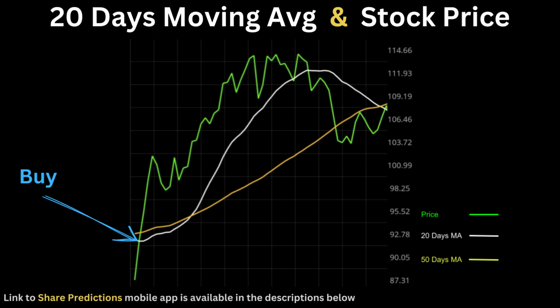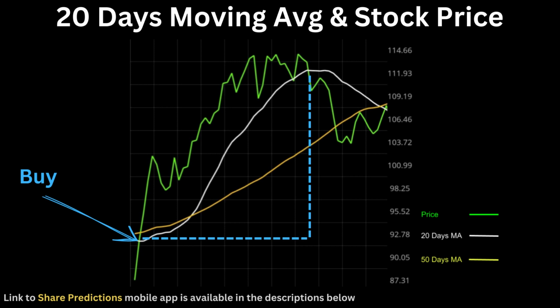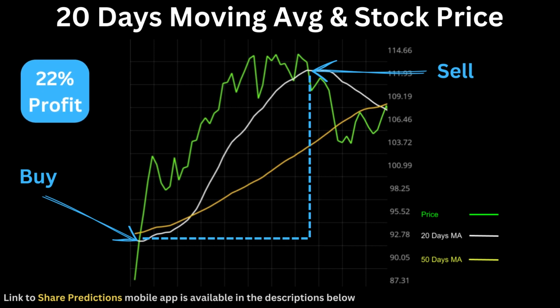So this point, marked with the blue arrow, becomes our buy point. And we hold the stock as long as the price remains above its 20 days moving average. And we sell the stock whenever the price of the stock crosses below the 20 days moving average. And this approach gives us 22% profit in this particular example.